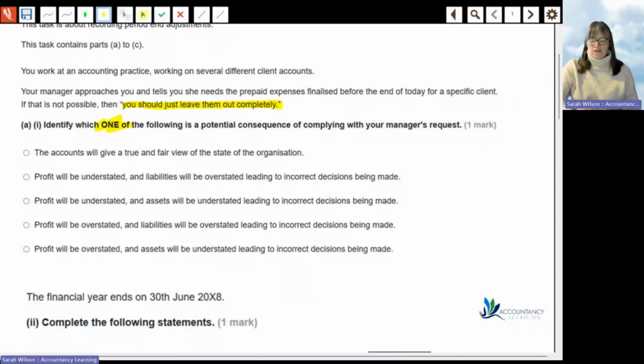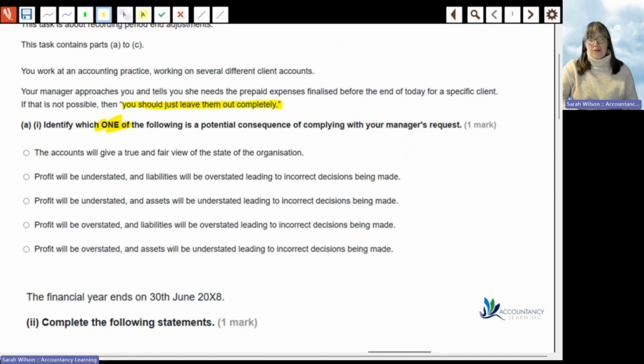Identify which one of the following is a potential consequence of complying with your manager's request. So the manager is asking you that if the expenses cannot be done before the end of the day, then they shouldn't be done at all. They should just be left out.